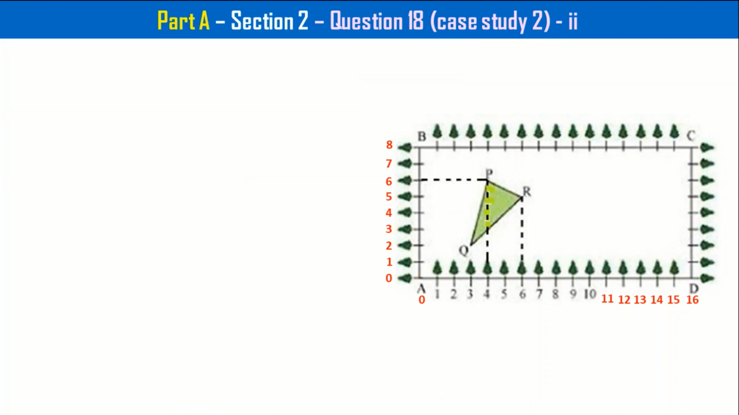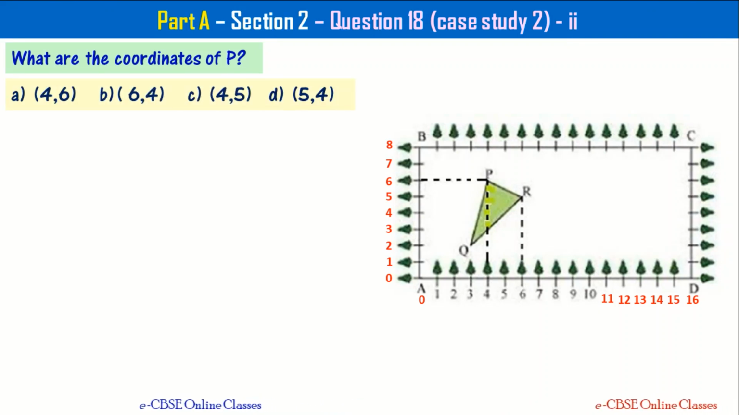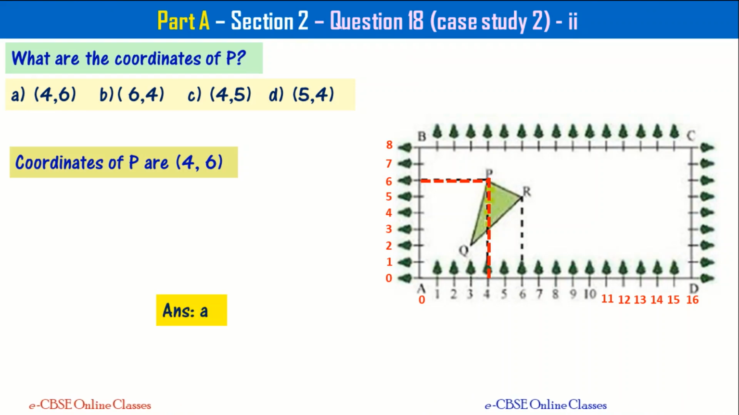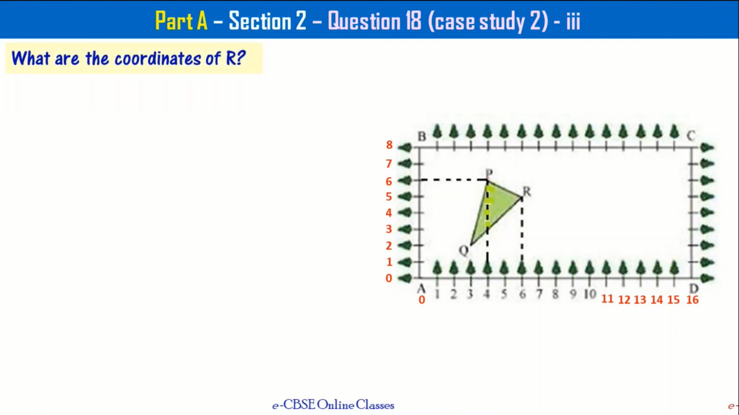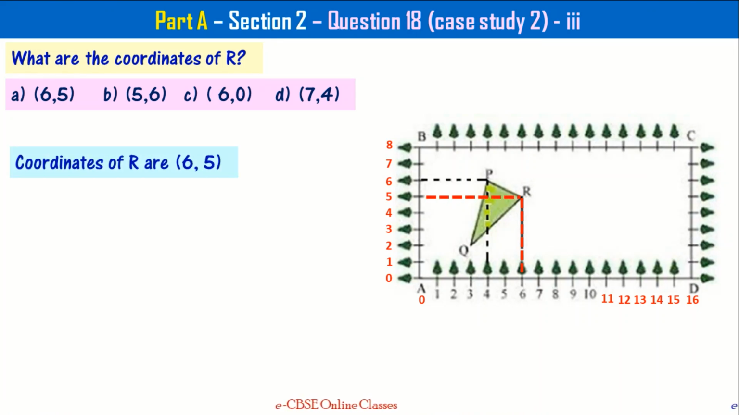Let's go to subpart 2 now. What are the coordinates of P? Choices are given. See, the value of the horizontal axis for P is 4 and vertical axis is 6. So coordinates of P are 4, 6. Choice A is the answer. Let's go to subpart 3. Here we're asked to find the coordinates of R. Horizontal axis, its value is 6. Vertical axis, its value is 5. So coordinates of R are 6, 5 and answer is A.